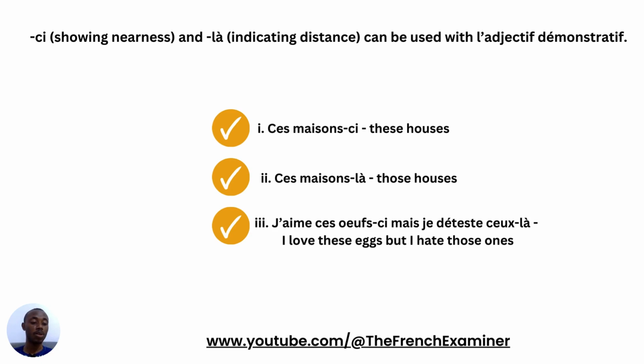D'accord? It is a rule in French. We cannot pronounce the F of œufs when it is plural. I love these eggs, but I hate those ones. So, ci and là indicate the one that is near and the one that is at a distance.